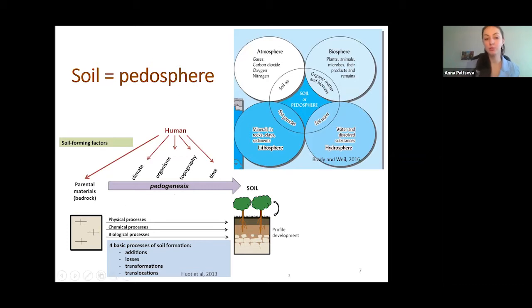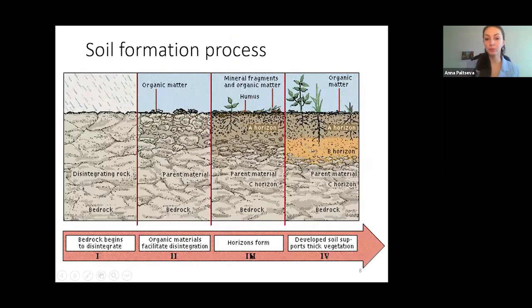All these factors and processes will affect soil profile. And different stages form different horizons or different layers in the soil. So we start with the rock. Again, 45% of soil is made of rocks. And this rock is just a bedrock.